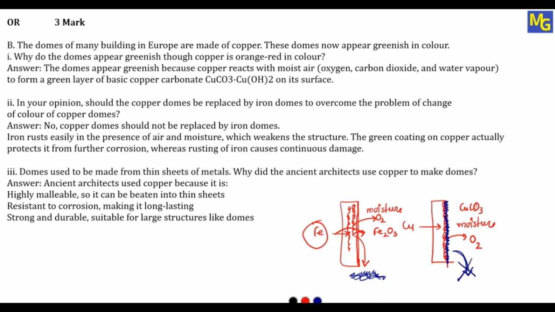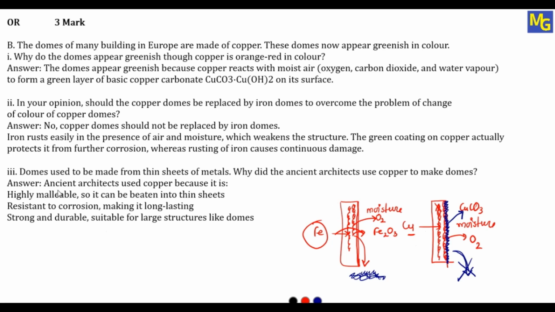So due to this, what happens? Because of this blue color carbonate, the copper which is present inside, the second layer of the copper atoms, will not come in contact with the oxygen, and further corrosion is avoided. So here remember, in case of copper, the further corrosion rate will be avoided. So we should not replace copper with iron just because of the greenish color. This is the answer or the explanation for question 2.